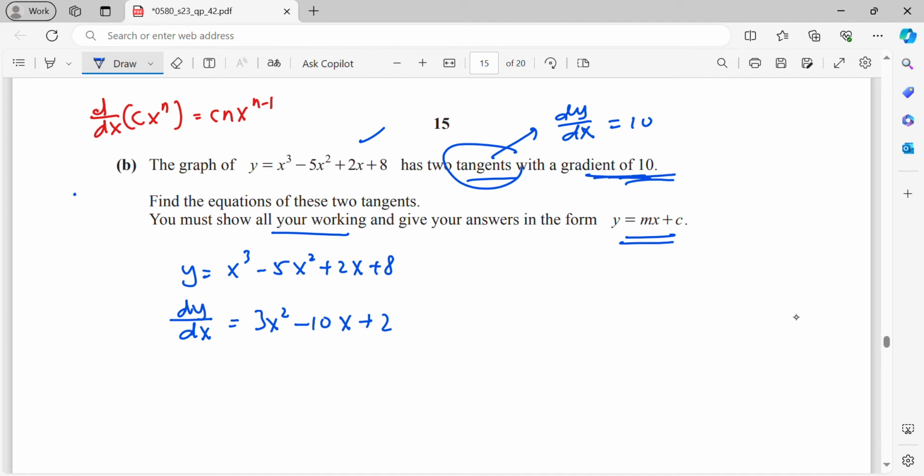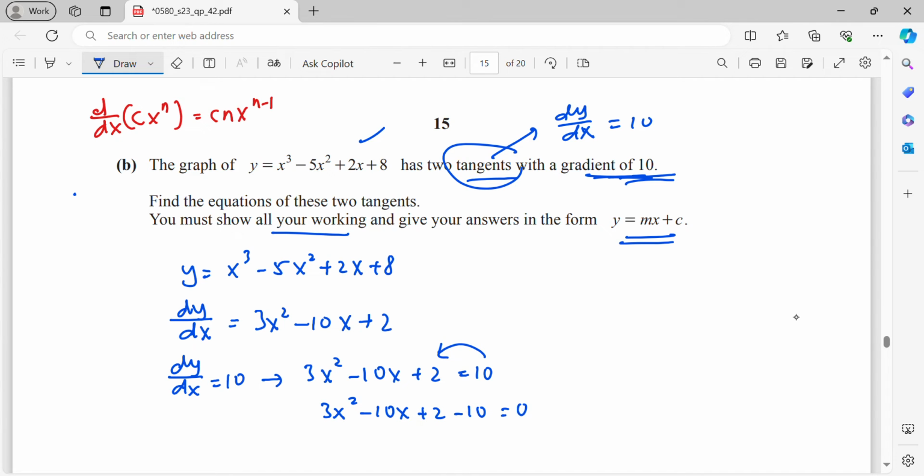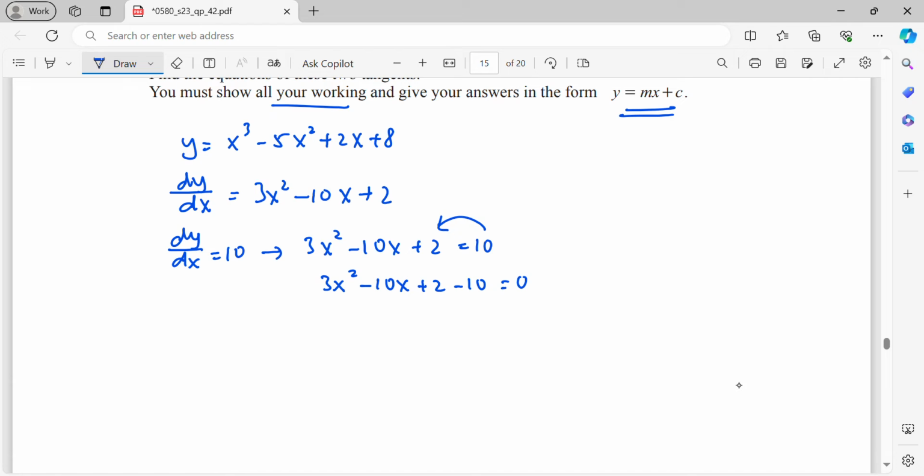And now the given gradient is 10. So dy/dx equals 10, which means 3x squared minus 10x plus 2 equals 10. Okay, then from here, rearrange this, or just move the 10 to the other side, and you will get 3x squared minus 10x plus 2 minus 10 equals 0. When you simplify this, it is 3x squared minus 10x minus 8 equals 0.